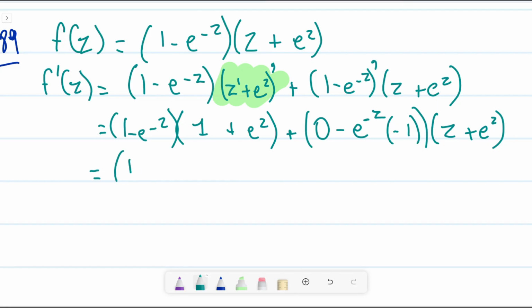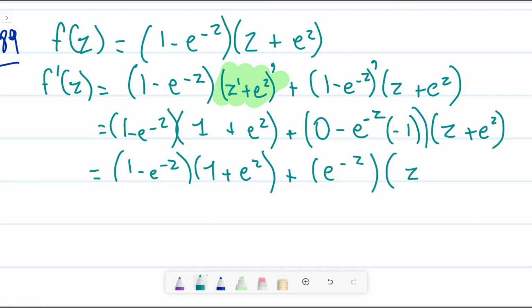So now I can slightly simplify it. I don't have to simplify a lot. I can remove the 0, no need to write it. And here I have a -1 times a -1. This becomes positive e to the power of -z times (z plus e to the power of z). And this is our answer.